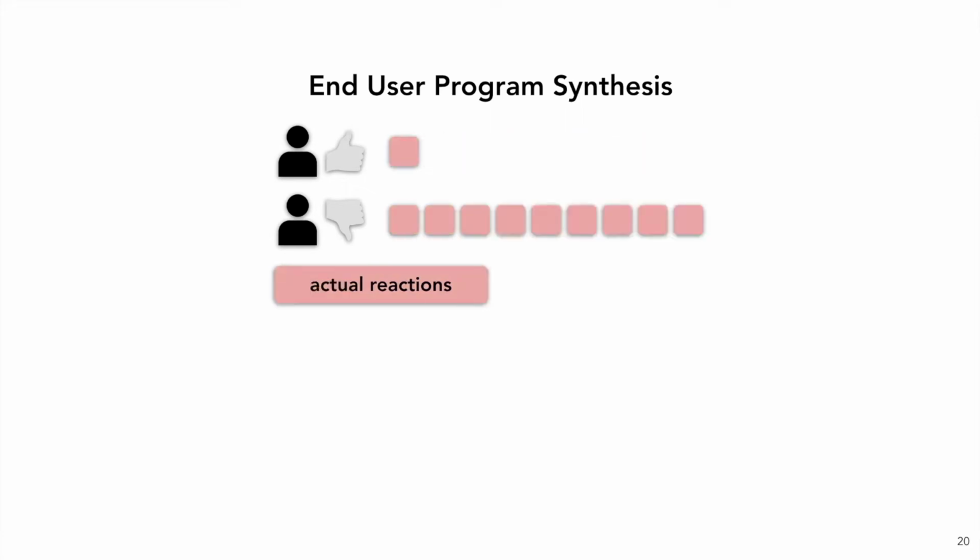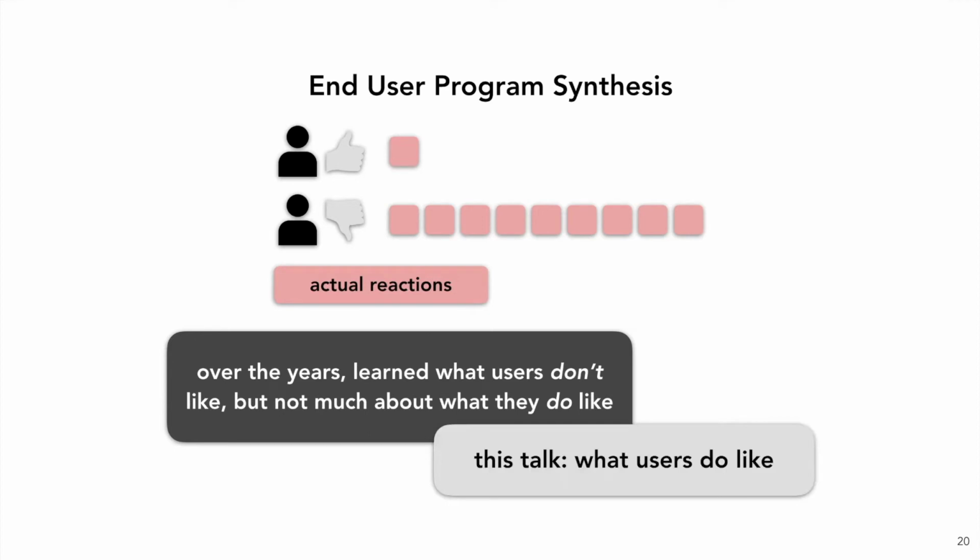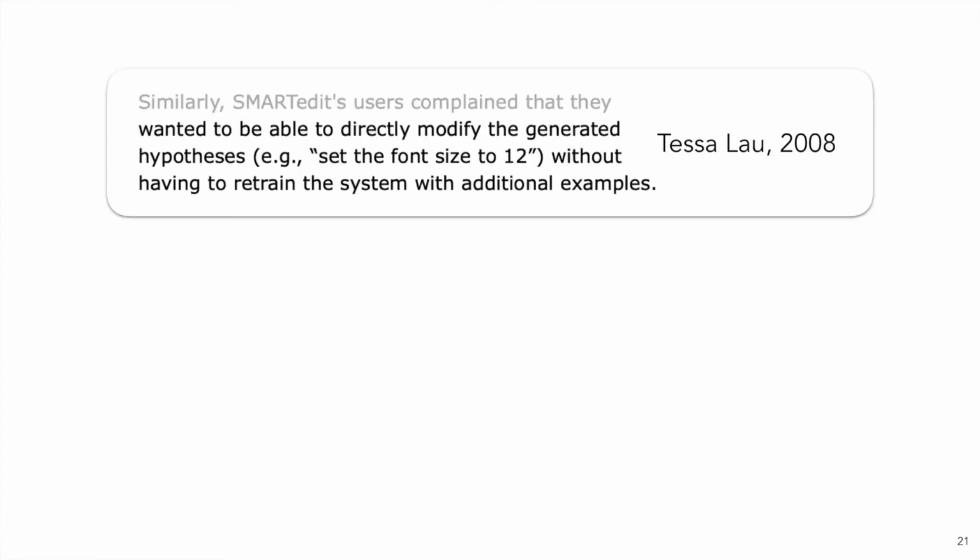But in fact, the actual reactions that we've observed over the years are much more negative. In particular, we don't really have that many tools that users have actually adopted that have really made it into mainstream use, which basically means that we have learned a lot about what users don't like, but unfortunately not very much about what they do like. And that brings us to this talk and really walking through, okay, what does it take to make a tool that the users will actually like, that they will actually use and adopt?